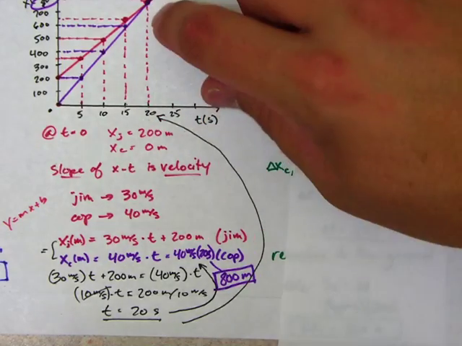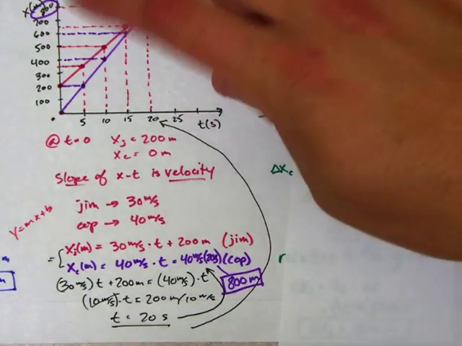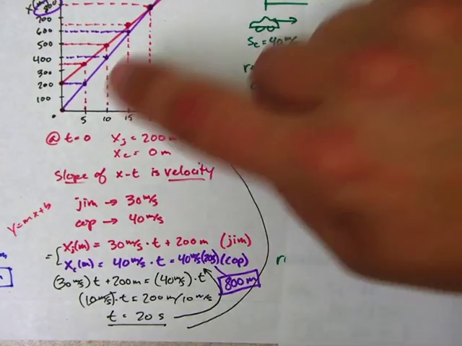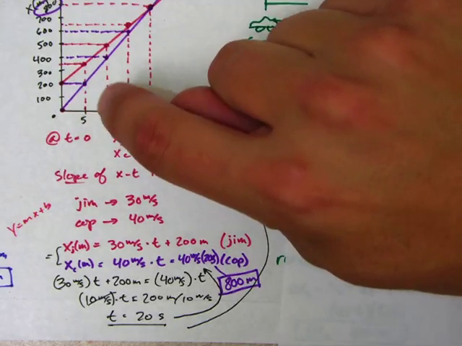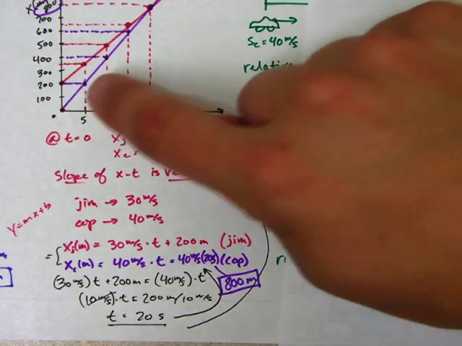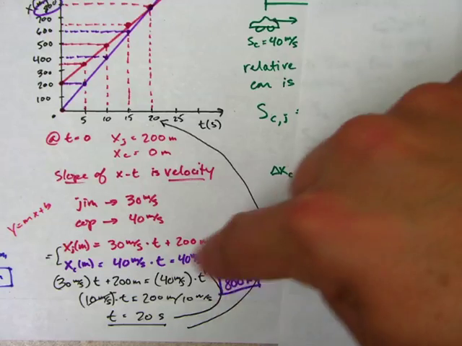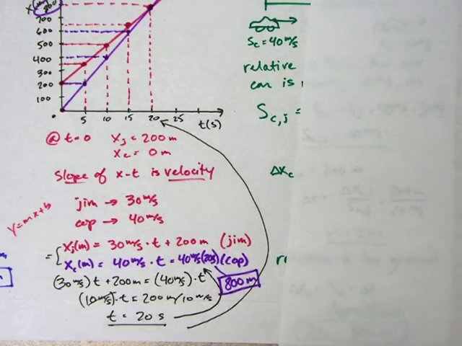And so then I figure out, well, at time 20 seconds, what position am I at? If I use the slope of each, after 20 seconds has gone by, the cop is moving 40 meters per second. So if I calculate that, the position change of the cop is 800 meters.